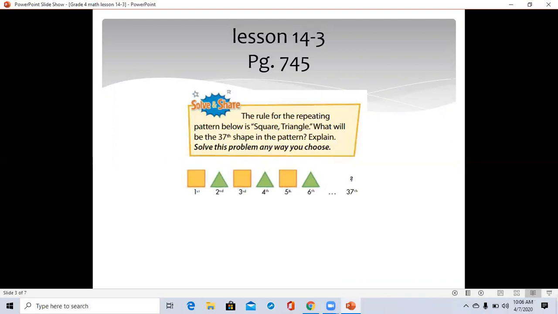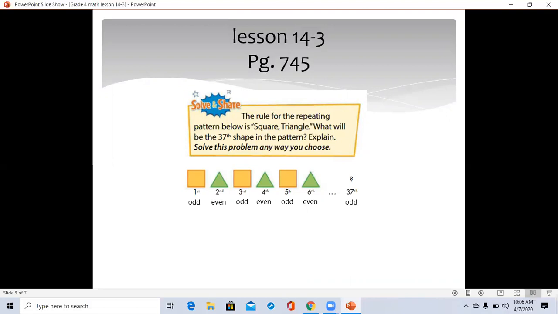What will the 37th shape in the pattern be? This is actually very easy to determine because we can see the first, second, third, fourth, fifth, and sixth shapes. These numbers are odd numbers and then even numbers. Because the question asks what the 37th one will be, I know that it is an odd number.